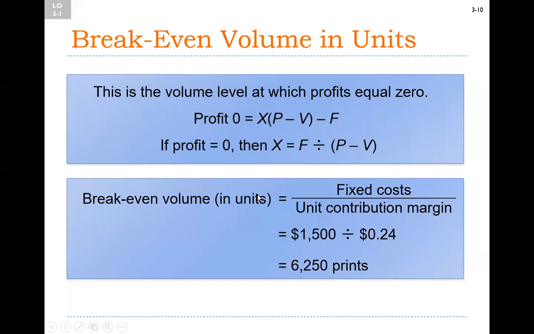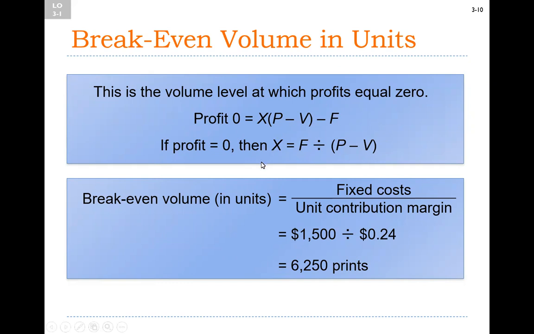I like to use the formula method, where we take fixed cost and we divide it by contribution margin per unit. When we do this, this will tell us how many units we need to sell in order to have 0 profits. I could take this information and plug it into a contribution margin income statement, and I would demonstrate and prove that profits equal 0.